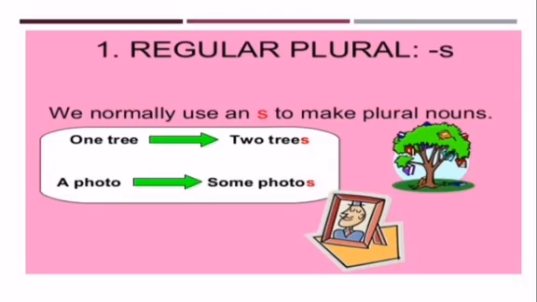Okay. Let's continue. Remember, we were talking about plural. So, we normally use S to make plural nouns, like in Spanish, okay? Like in Spanish, if we say, for example, una silla, decimos dos sillas. In English, most of the nouns, we make the plural by adding just an S. For example, one tree, two trees, a photo, so just one photo. We say some photos, okay?